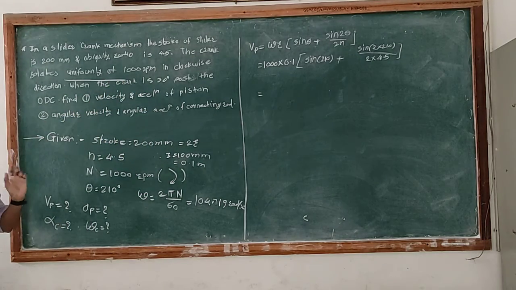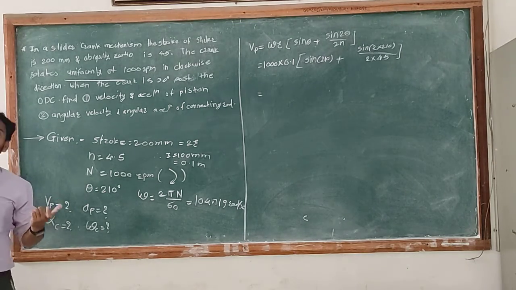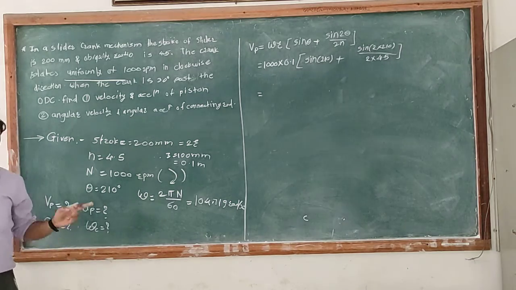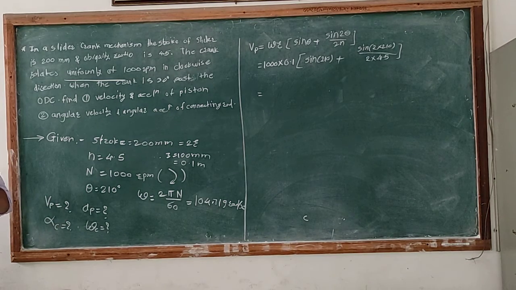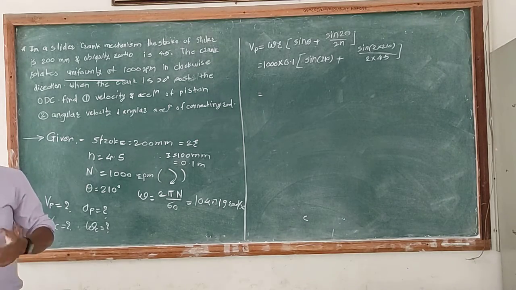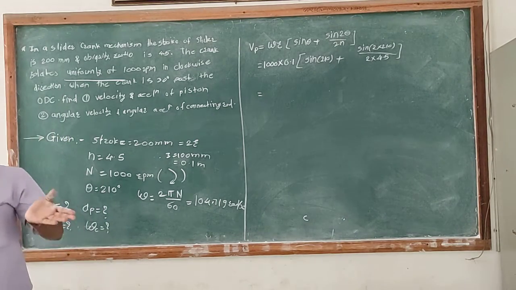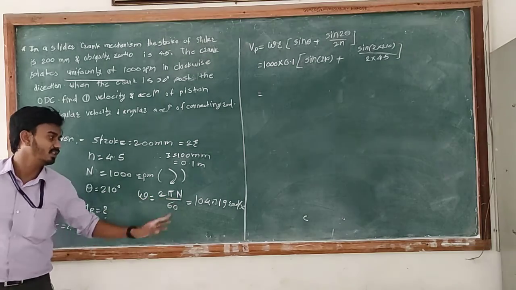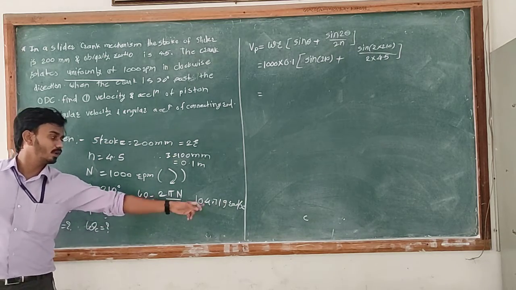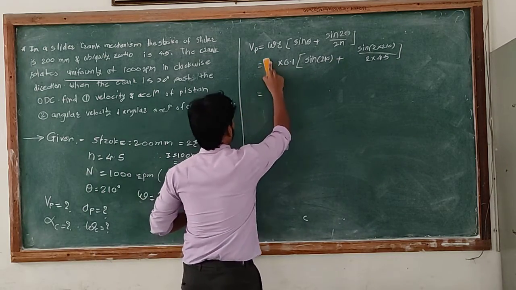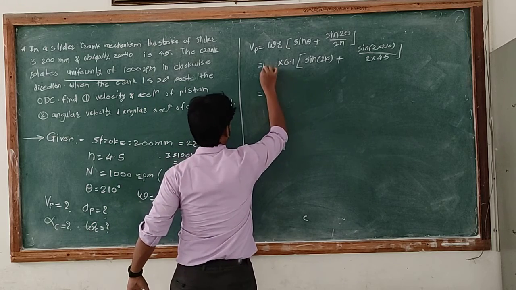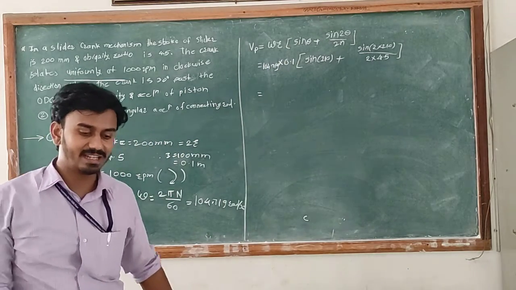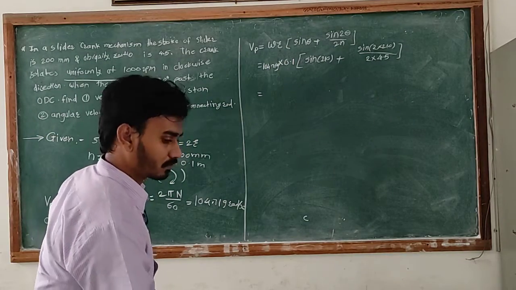Remember that in the question they have given that the crank is rotating at a speed of 1000 rpm. 1000 rpm means they have given N in revolutions per minute. We require omega, that is the angular velocity of the crank. To convert rpm into radian per second, we have the formula omega is equal to 2 pi N divided by 60, and therefore we get omega is equal to 104.719. So we will put omega is equal to 104.719.